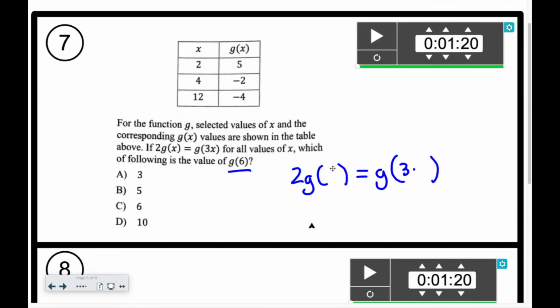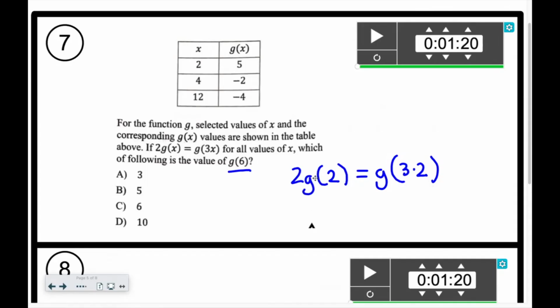One option is to plug 6 in here, okay? Because then naturally, right, I'll be solving for g of 6. But if I plug 6 in for this x, this will give me 18, but I don't have 18 on here. So I'm not going to do it that way. I am going to choose x to be 2. So I'm going to put that here. And if I put 2 here, the 2 times 3 is going to give me the 6. So it's just a little bit of critical thinking there.